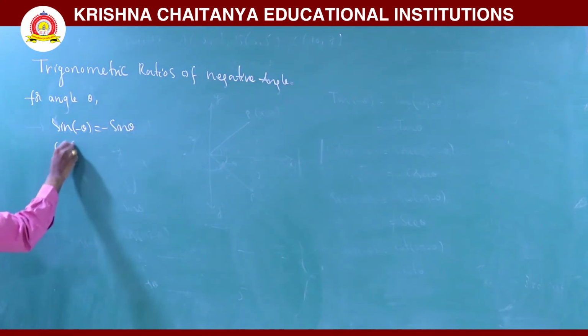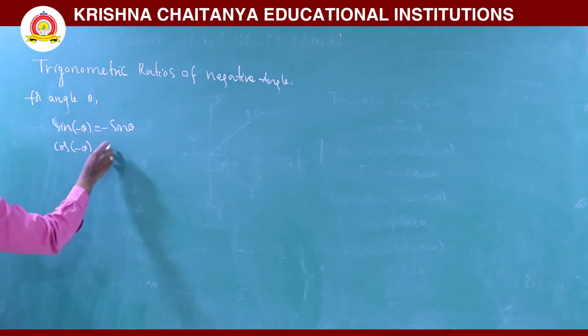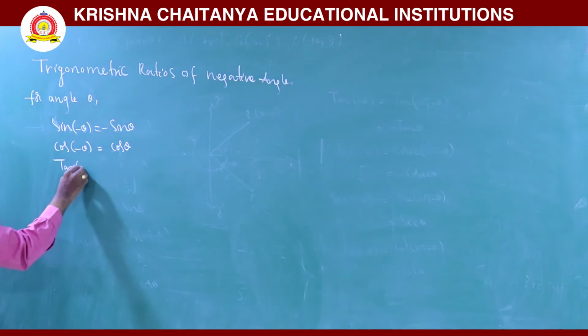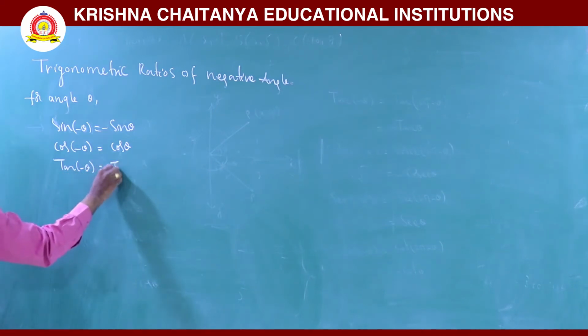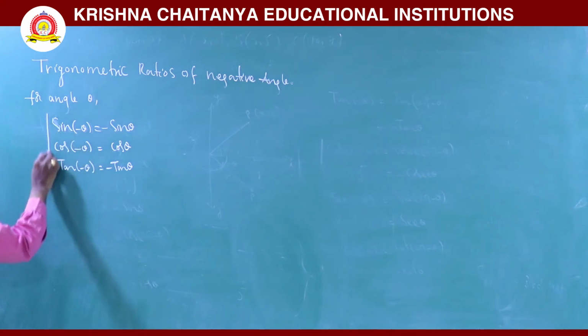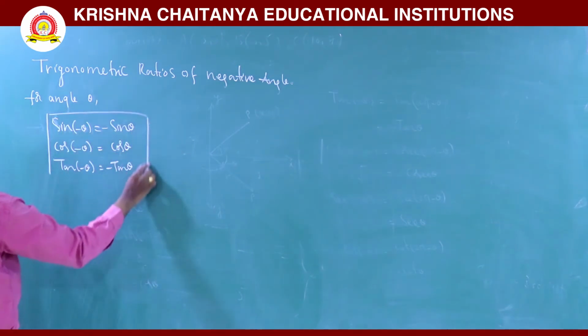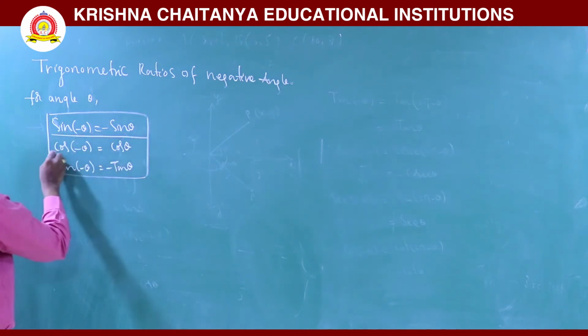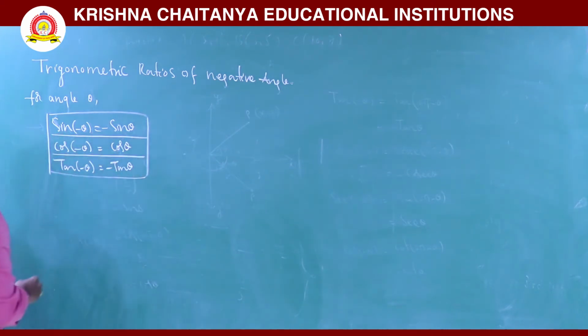Cos minus theta is equal to cos theta. Tan minus theta is equal to minus tan theta. The remaining three trigonometric ratios are cosecant minus theta equals minus cosecant theta, secant minus theta equals secant theta, and cot minus theta is equal to minus cot theta.